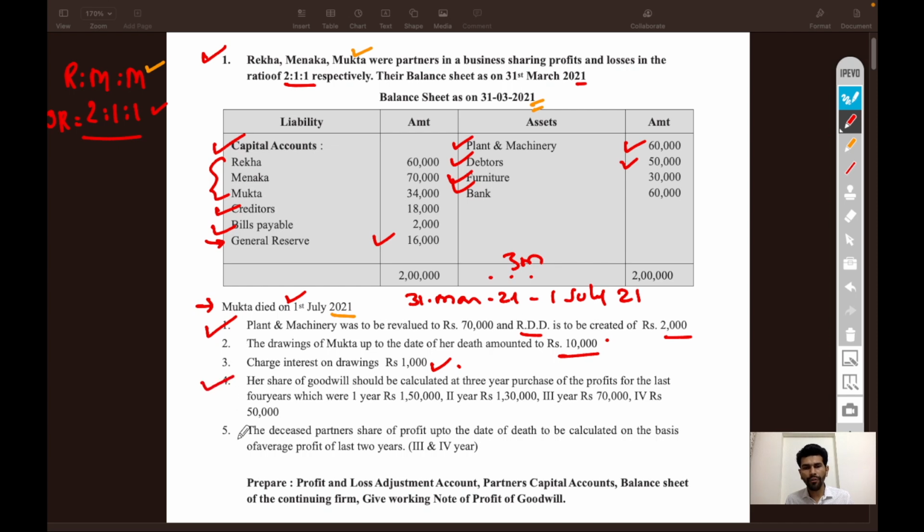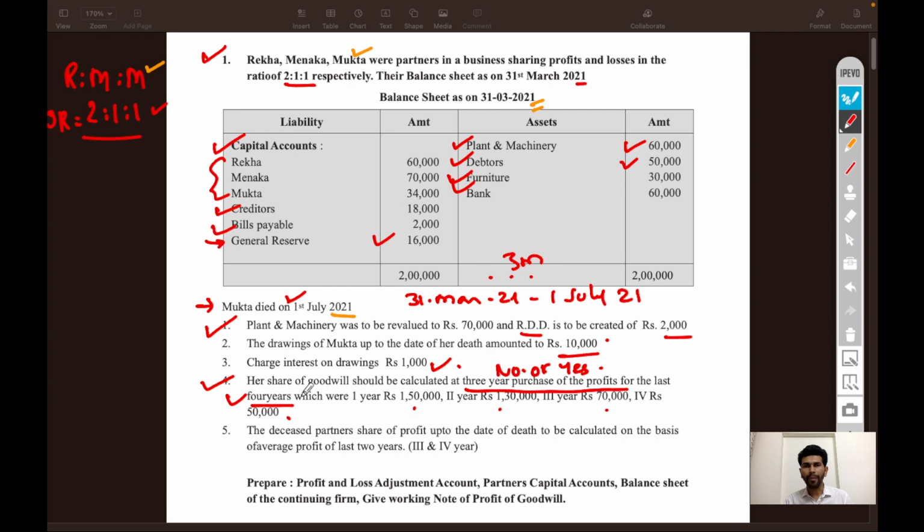Her share of goodwill should be calculated at 3 years' purchase of the profit of the last 4 years. This is the number of years' purchase, and we have to calculate the average profit of the last 4 years. All 4 years' profit is given. First year profit is 1,50,000 rupees. Second year profit is 1,30,000 rupees. Third year profit 70,000 rupees, and fourth year profit is 50,000 rupees.